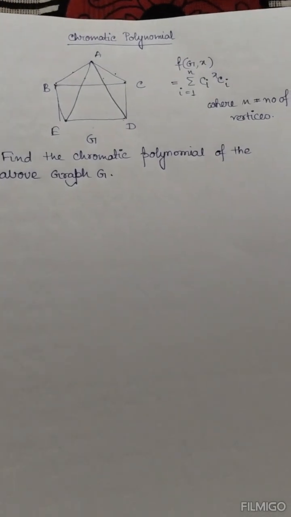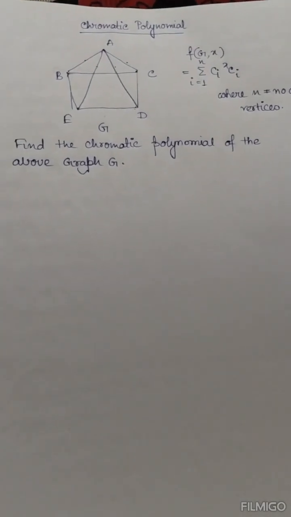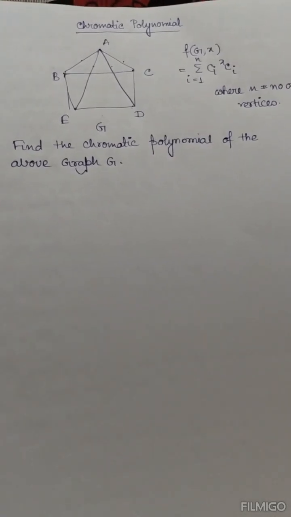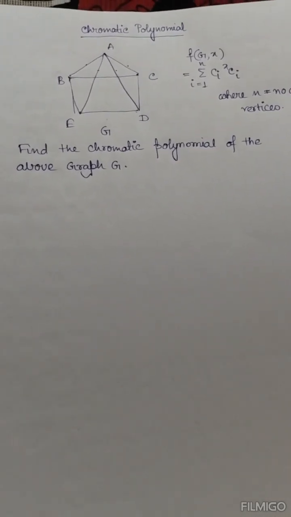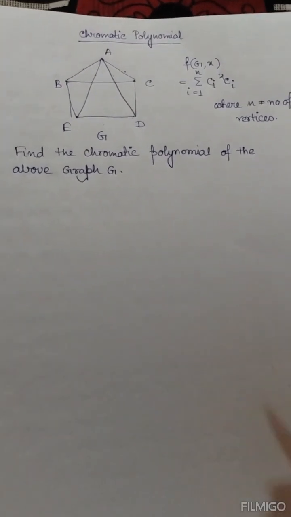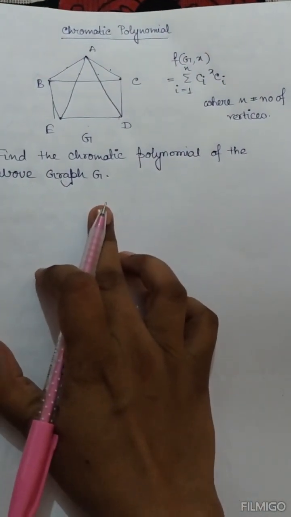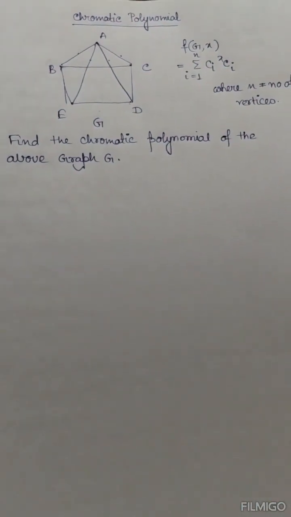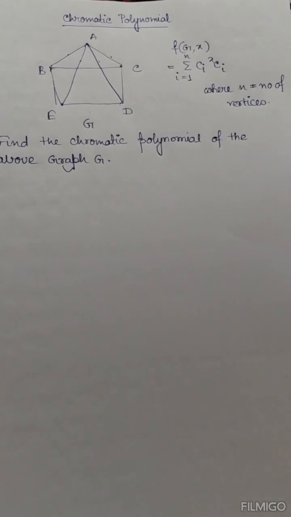So as you can see, today's topic is chromatic polynomial. We draw here a graph G and we have to find out the chromatic polynomial of this above mentioned graph G. Now look at that. This is the formula of any graph G. What is the chromatic polynomial?